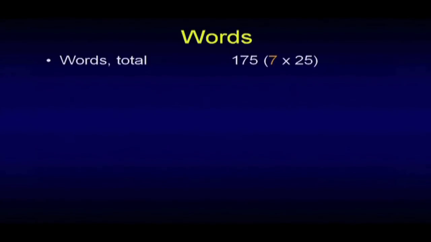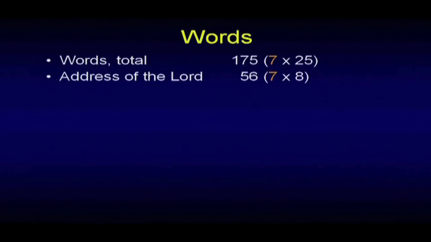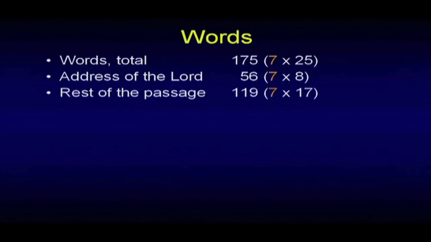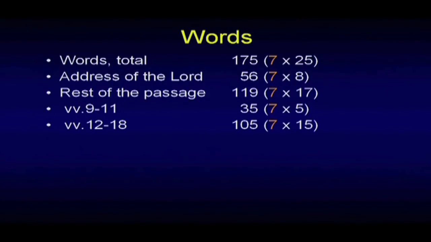It gets worse. I only gave you 9 constraints. Okay? Words. Total words, I told you, were 175. In the address of our Lord, there were 56. In the rest of the passage, there was 119. Each one of these are multiples of 7. Verses 9 to 11, that's one way to parse this, is a multiple of 7 exactly.